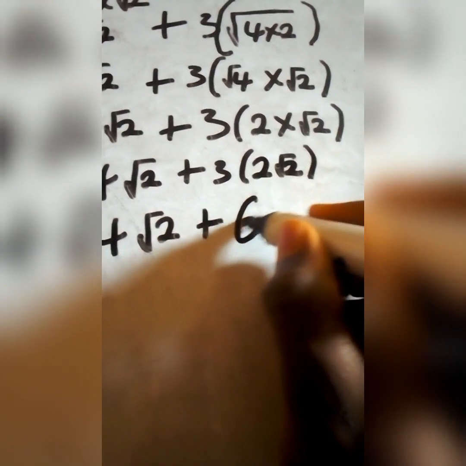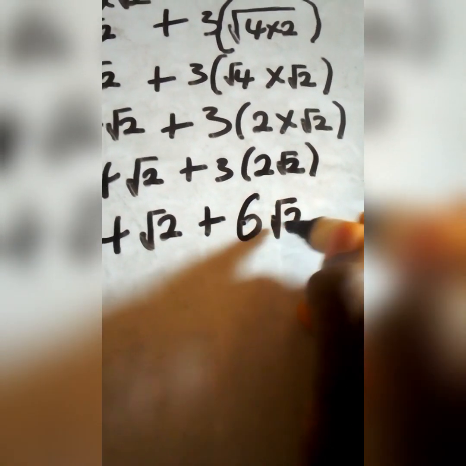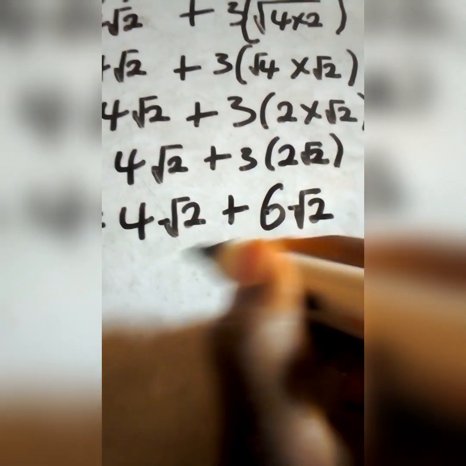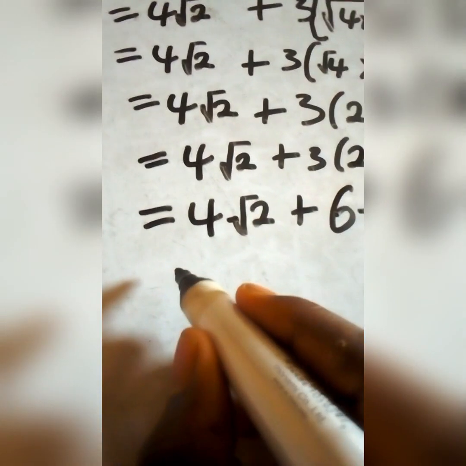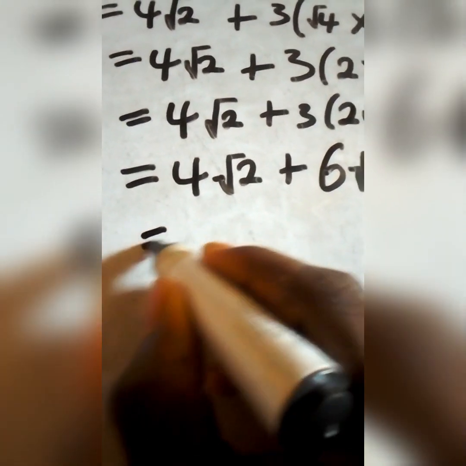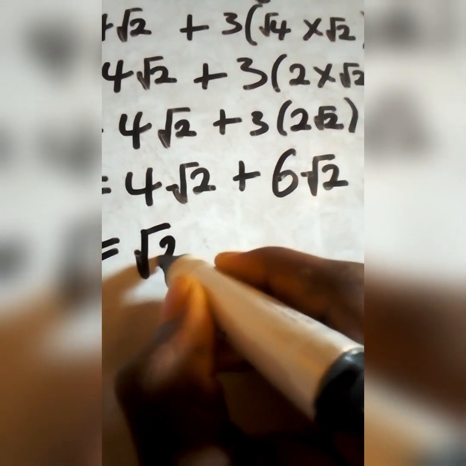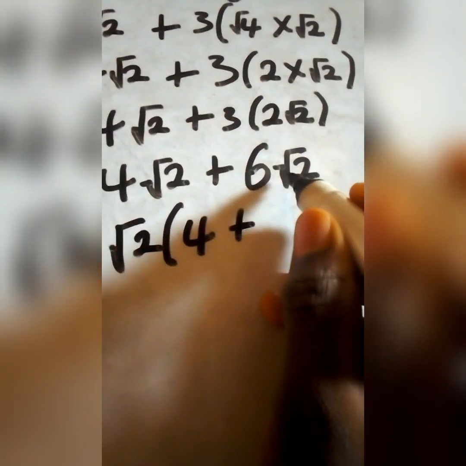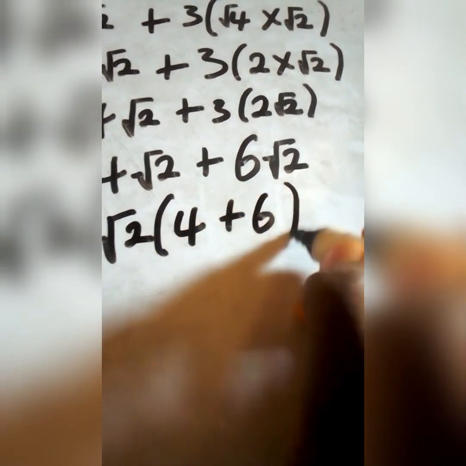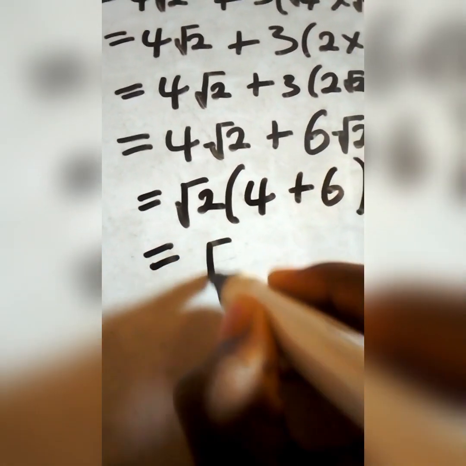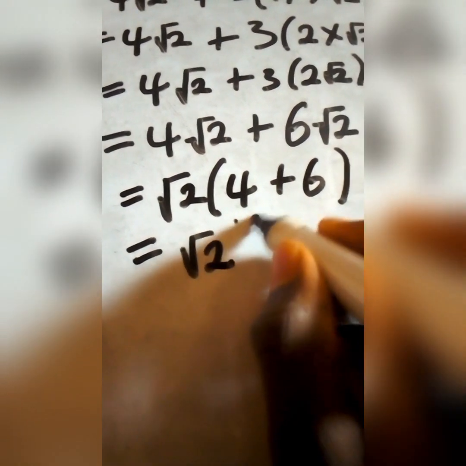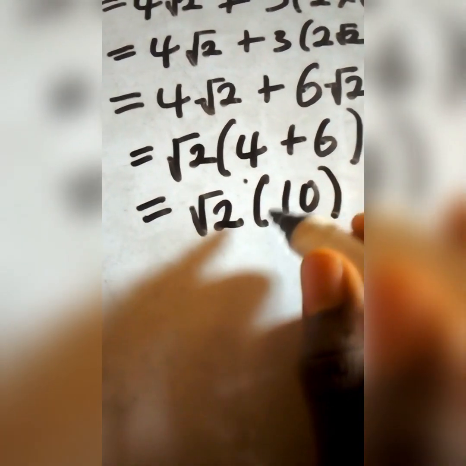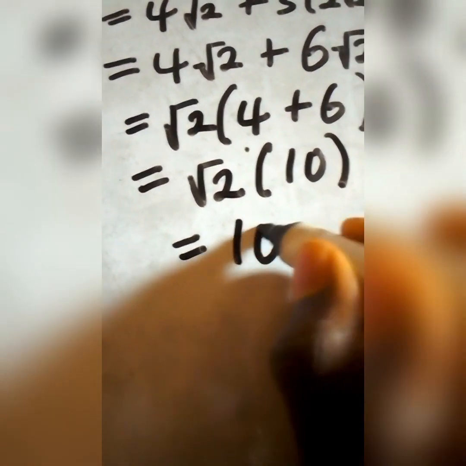So it's now going to be equal to 4 root 2 plus 3 times 2 is what? 6. 6 root 2. Now since both of them are having root 2 and there is a plus, we are going to factor them out. So we'll factor out root 2. The 2 is from here, so we have 4 left, plus we have removed root 2, we have 6. So which is equal to root 2 into bracket 4 plus 6 is 10. So this is root 2 times 10, which is also equal to 10 root 2.